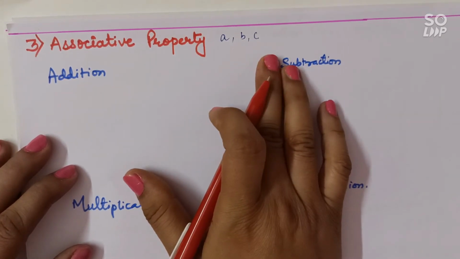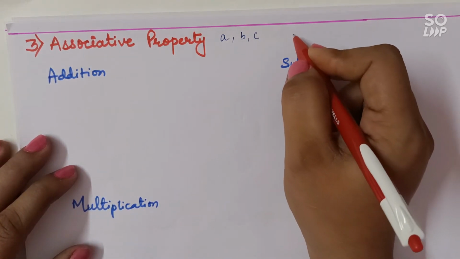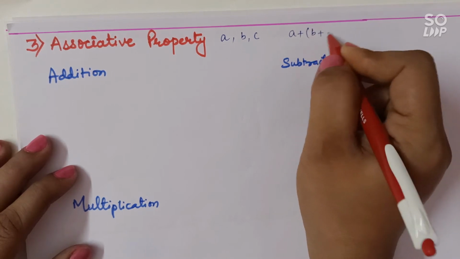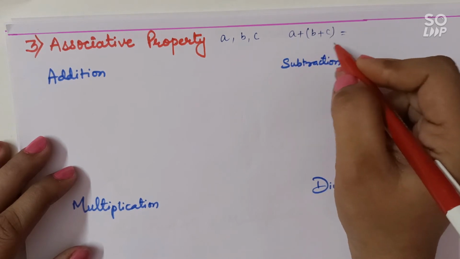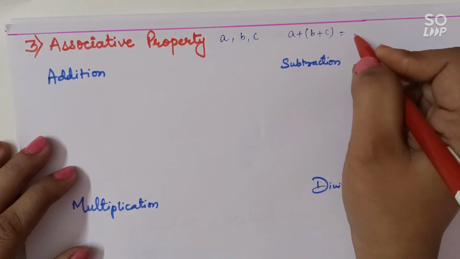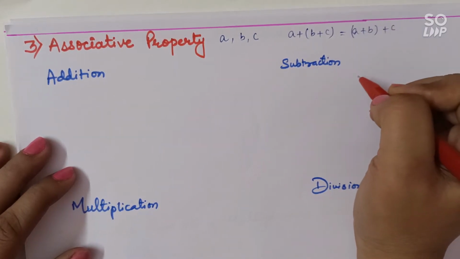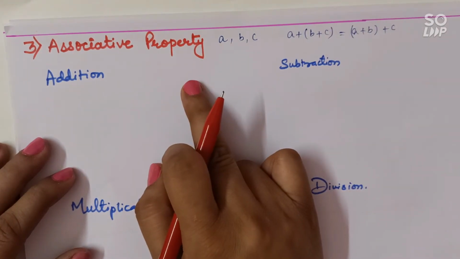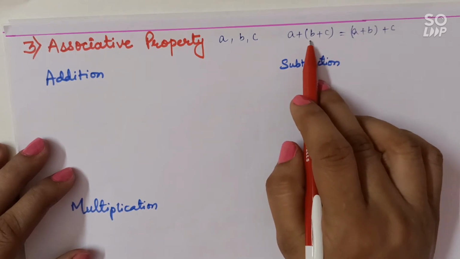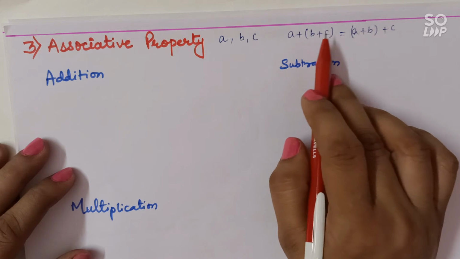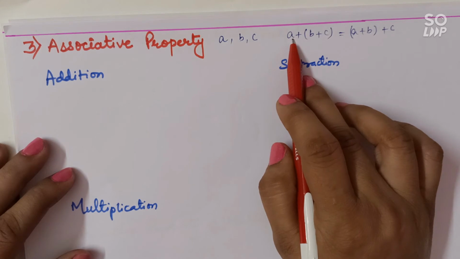A, B, C are three rational numbers. Here what we have to see is the grouping of numbers. A plus in bracket B plus C should be equal to A plus B plus C. The associative property states that even if we change the grouping of the numbers, like here, you can see I have taken a group of B and C, the second number and the third number, and whatever sum will come, I will just add that sum with the first number, that is A.